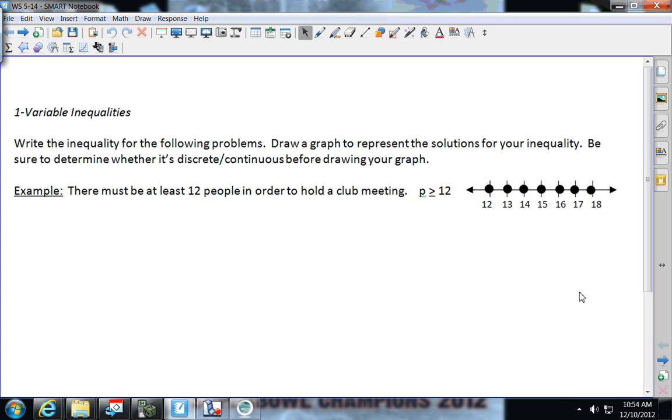An example, it says there must be at least 12 people in order to hold a club meeting. At least is greater than or equal to. So my inequality is the people are greater than or equal to 12, and it's dots because it's discrete, because it's people. You can only have 1, 2, 3, 4, or 5 people.